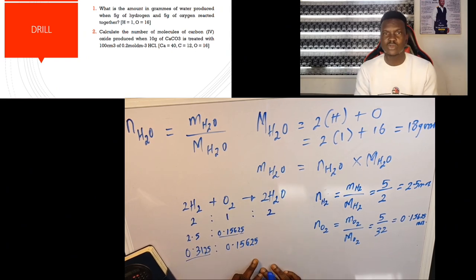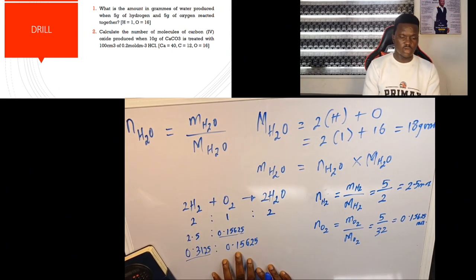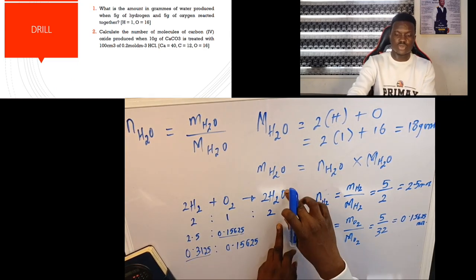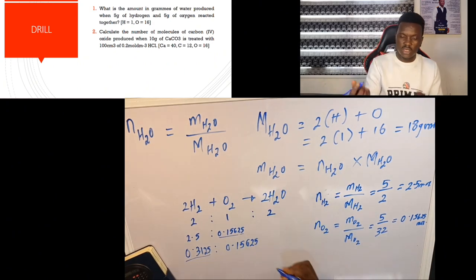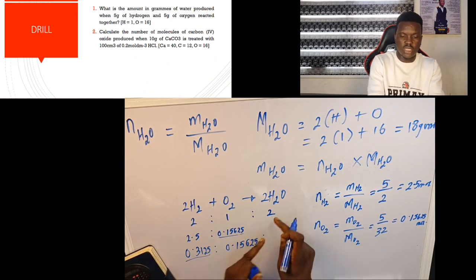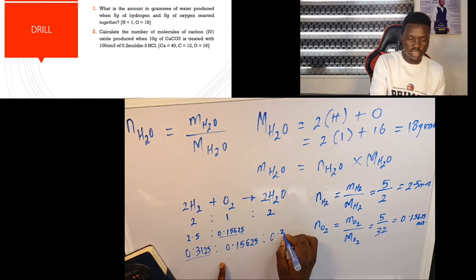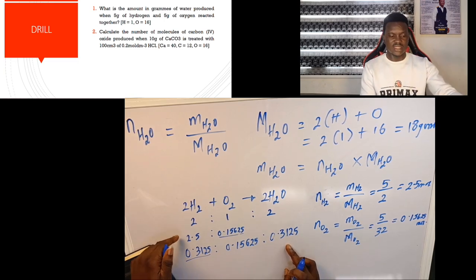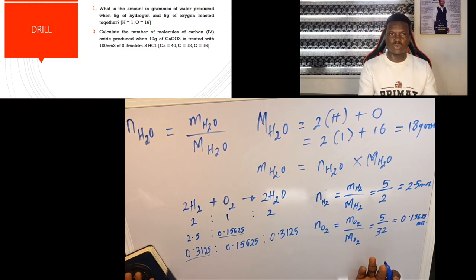So let's go back to our question. Now, this is 0.15625. This is 0.3125. That's a 2 to 1 ratio, if you check it very well. So what do you think the amount of water will be now? That will also be, because the ratio is 2 to 1, 0.3125. Did you get it? If you had said this is 2.5, then you would have been wrong.